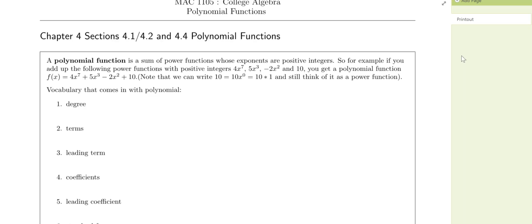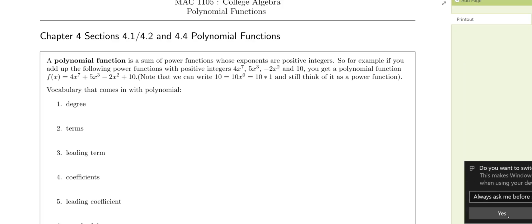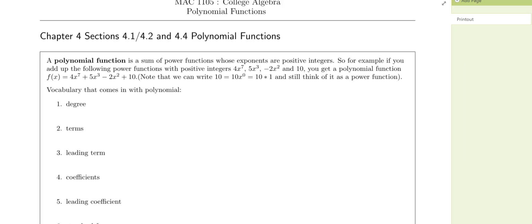Alright, so let's learn about polynomial functions. Last time we learned about power functions. So a polynomial function is basically a sum of power functions whose exponents are positive integers. So if we look at the power functions 4x to the 7, 5x cubed, minus 2x squared, and 10, if you add them all together, the result is a polynomial function.